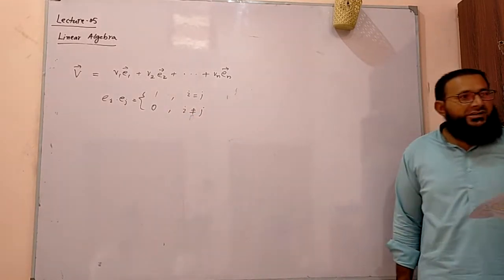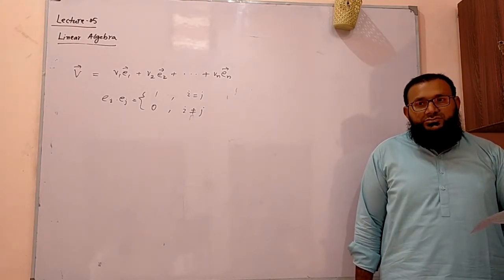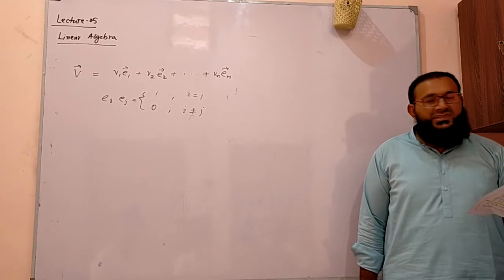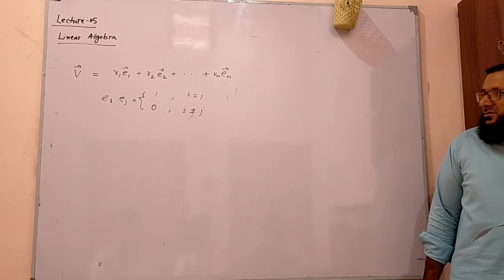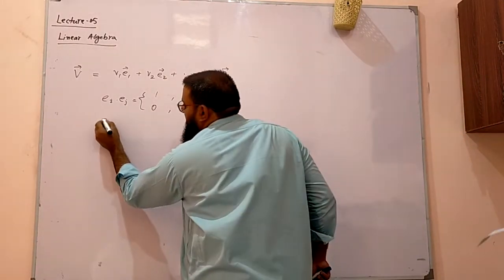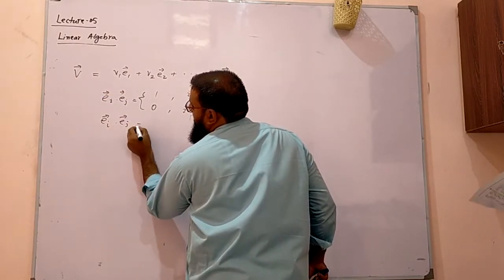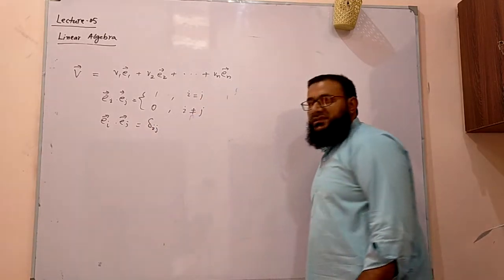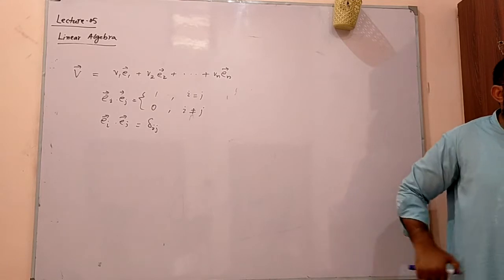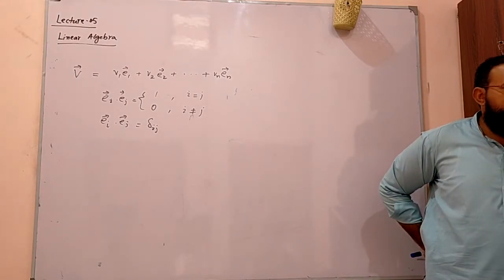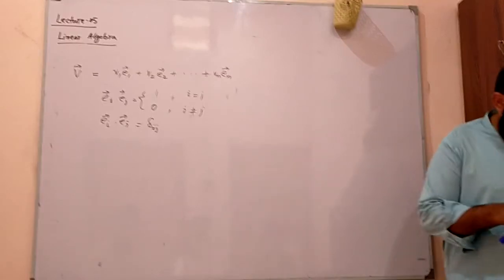It means e1 dotted with e1 will give you 1. e1 dotted with e2 will give you 0. This is what we call the property for orthonormal basis. You can write this compactly as delta ij. What is delta ij? It's a Kronecker delta. It gives you value 1 when i and j are equal. It gives you value 0 when they are different. So this is the property for that.